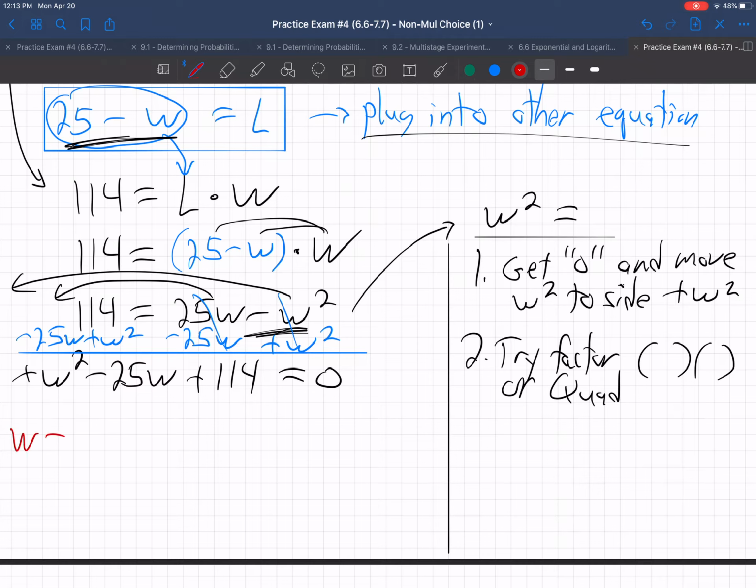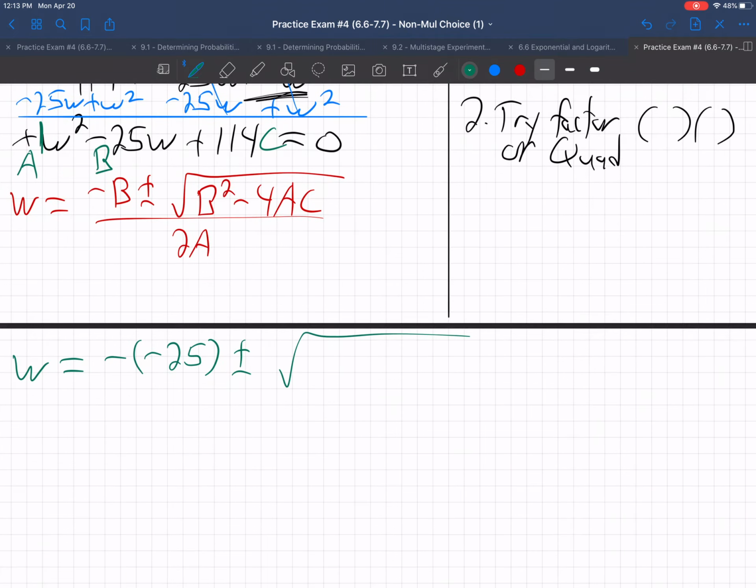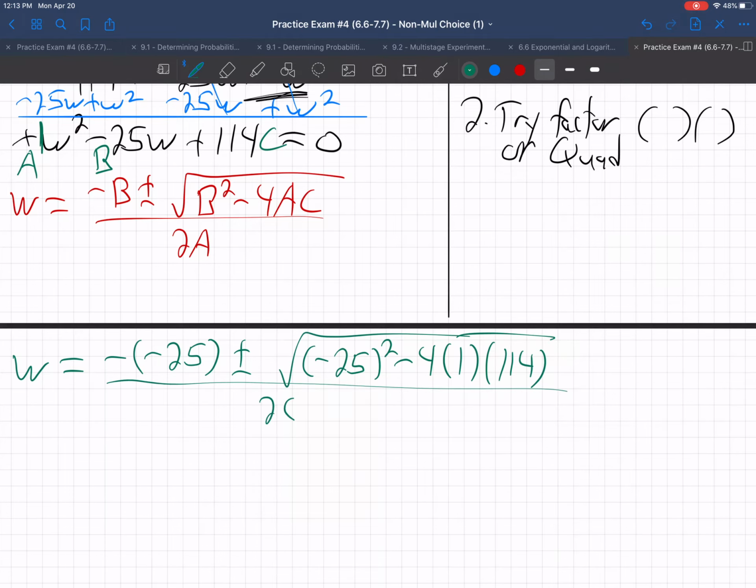So let's dive into the quadratic formula. It's going to be W equals negative B plus or minus the square root of B squared minus 4AC, all over 2A. So A here is plus 1, B is the minus 25, C is the 114, right? So W equals negative B, negative negative 25, plus or minus the square root of B squared, minus 25 squared, minus 4 times A, which is 1, times C, which is 114, all over 2 times A.